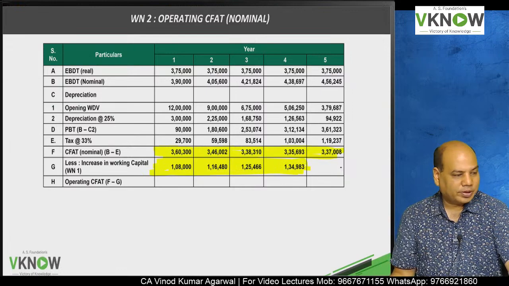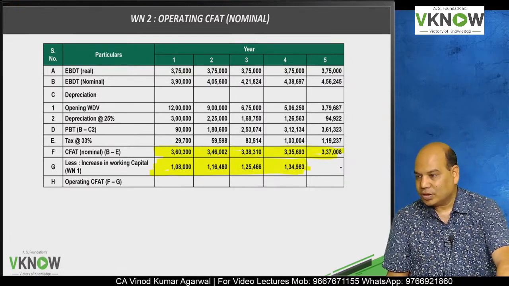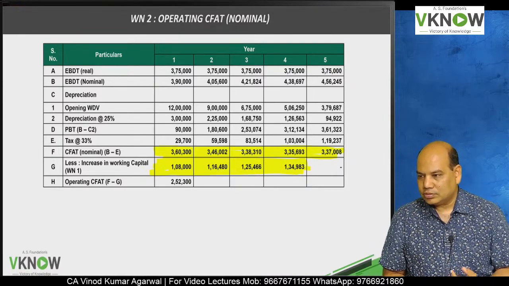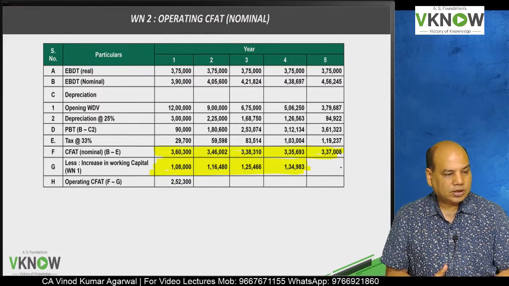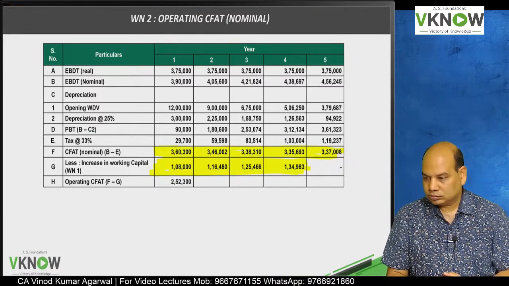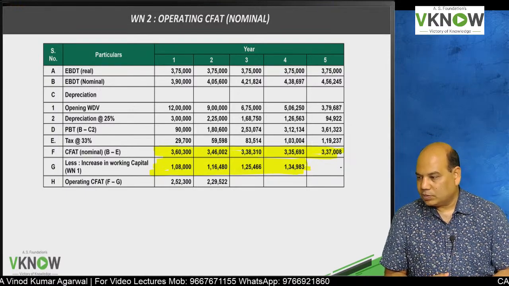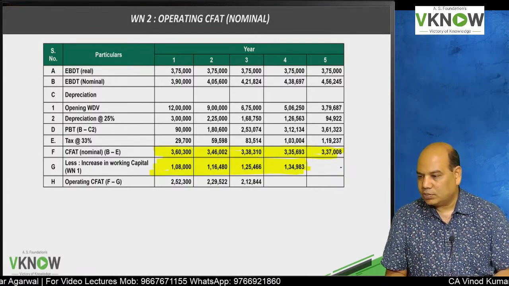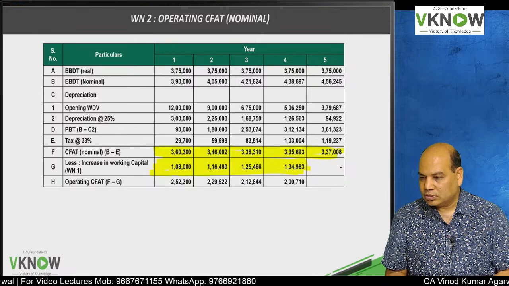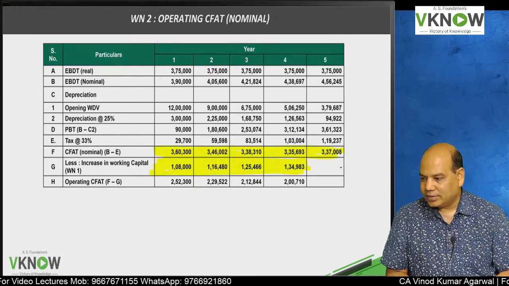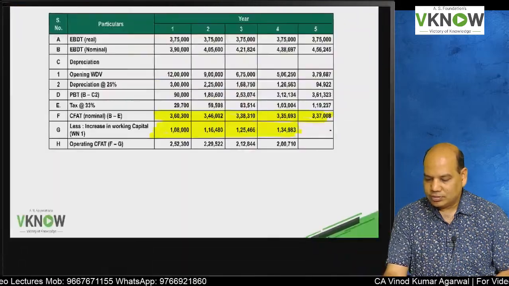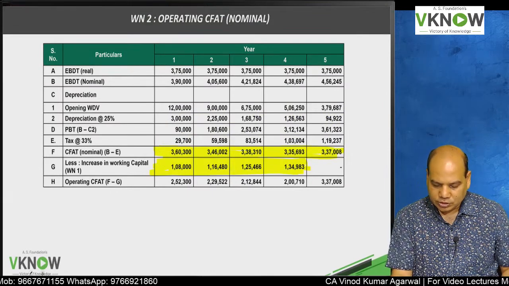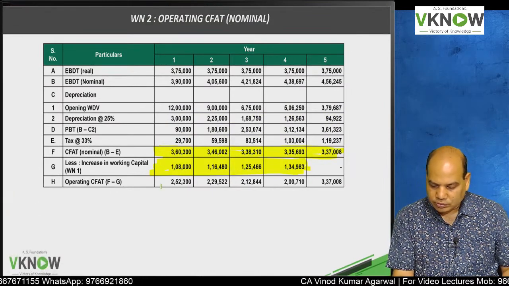Please student, please cooperate and reply. First year 252,300. Second year 229,522. Third year 212,844. Fourth year 207,10. Last year same figure 337,008. Now what I'll do, these numbers I will transfer to the main page.